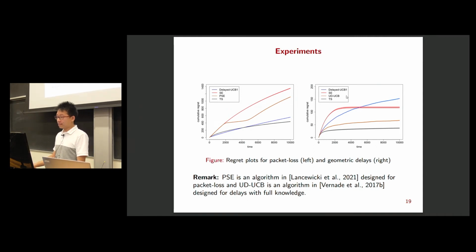On the right, there's the UD-UCB algorithm, from the previous paper, where they assume you have full knowledge of the delay distribution. The reason we consider geometric delays is that in that paper, they also have a simulation on the geometric distribution. So we replicate that scenario and compare our algorithm, Thompson sampling, with their proposed algorithm. We see that their algorithm performs better than the other two adaptations of existing algorithms, but Thompson sampling still performs better than the UD-UCB algorithm in this case.